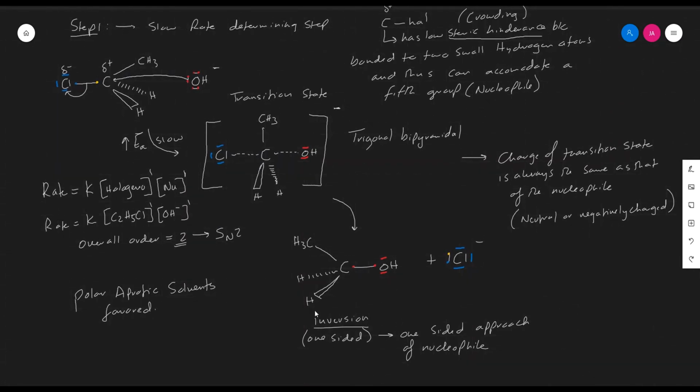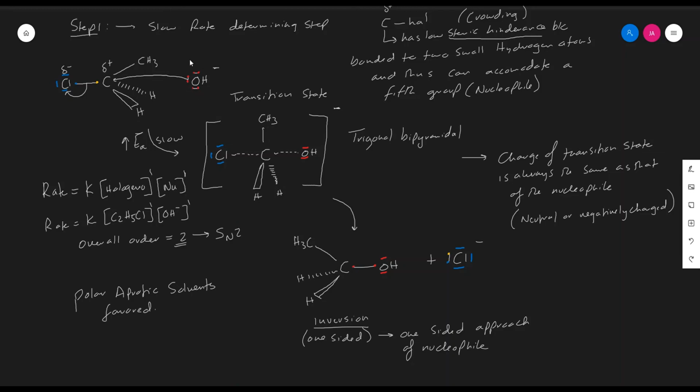As I've stated here, inversion would occur if this were a chiral carbon, and the inversion is always one-sided since it's a one-sided approach of the nucleophile. The nucleophile can only approach from this side and not from this side. So it approaches from the opposite side of the leaving group. The charge of the transition state is always the same as the charge of the nucleophile.